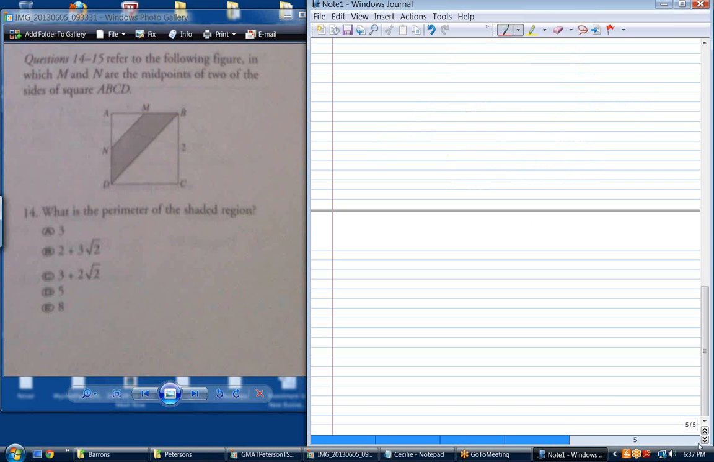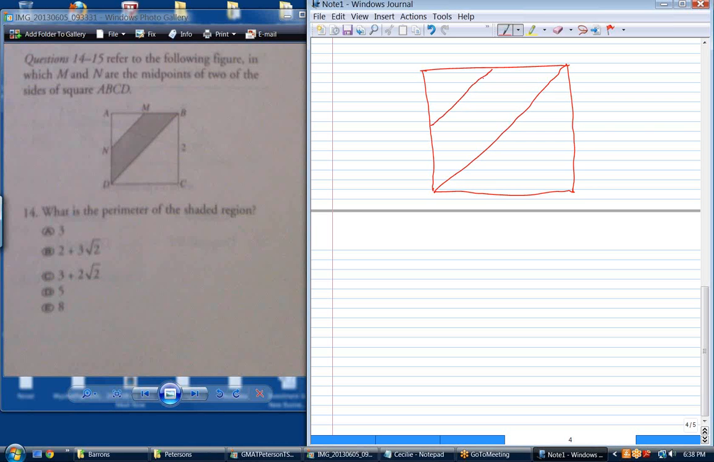Okay. M and N are the midpoints. We have a square. We want the perimeter of the shaded region, which means we're going to need this measurement here, and we're going to need that measurement there. And we know that's 2. So what is this diagonal equal to?